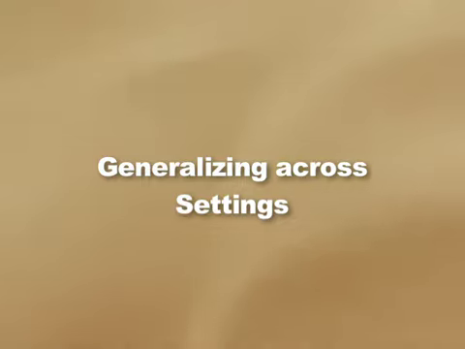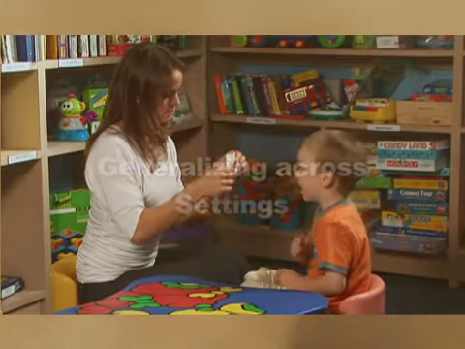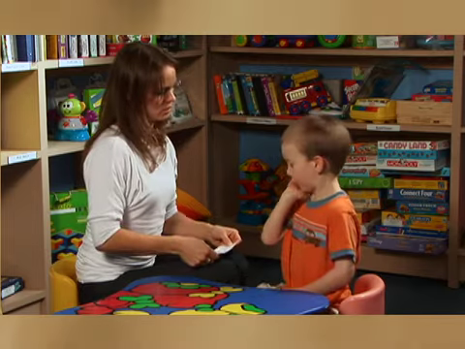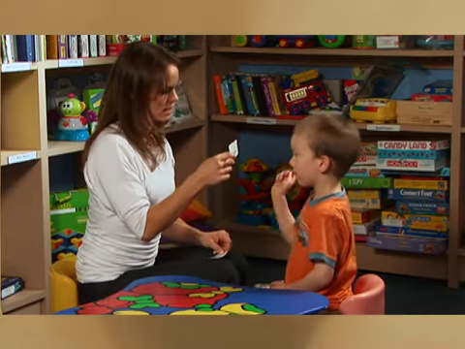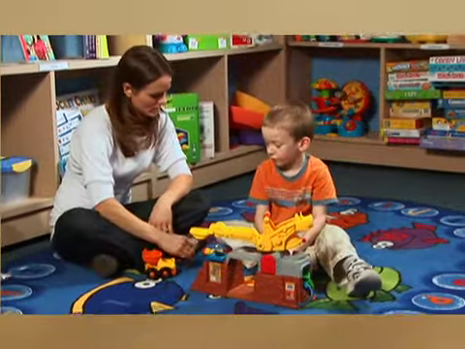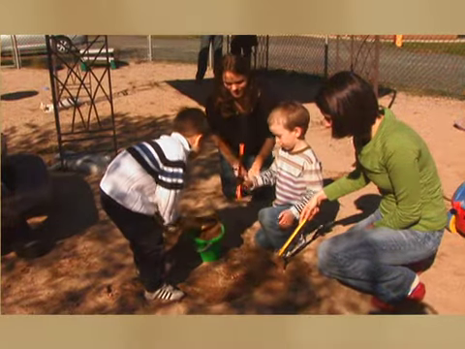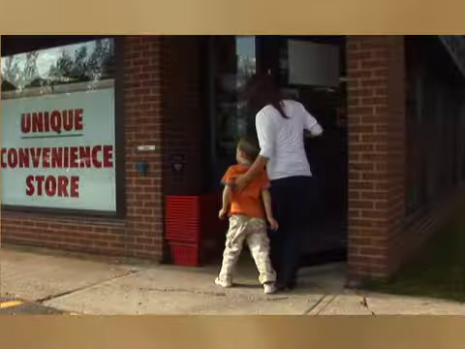In addition to generalizing across people, the child needs to generalize skills across settings. The child should be able to perform the skills he or she is learning at the therapy room table, on the therapy room floor, around their own house, or at their school, or even at the park or at the mall. The next area that a child needs to generalize skills across is stimuli.